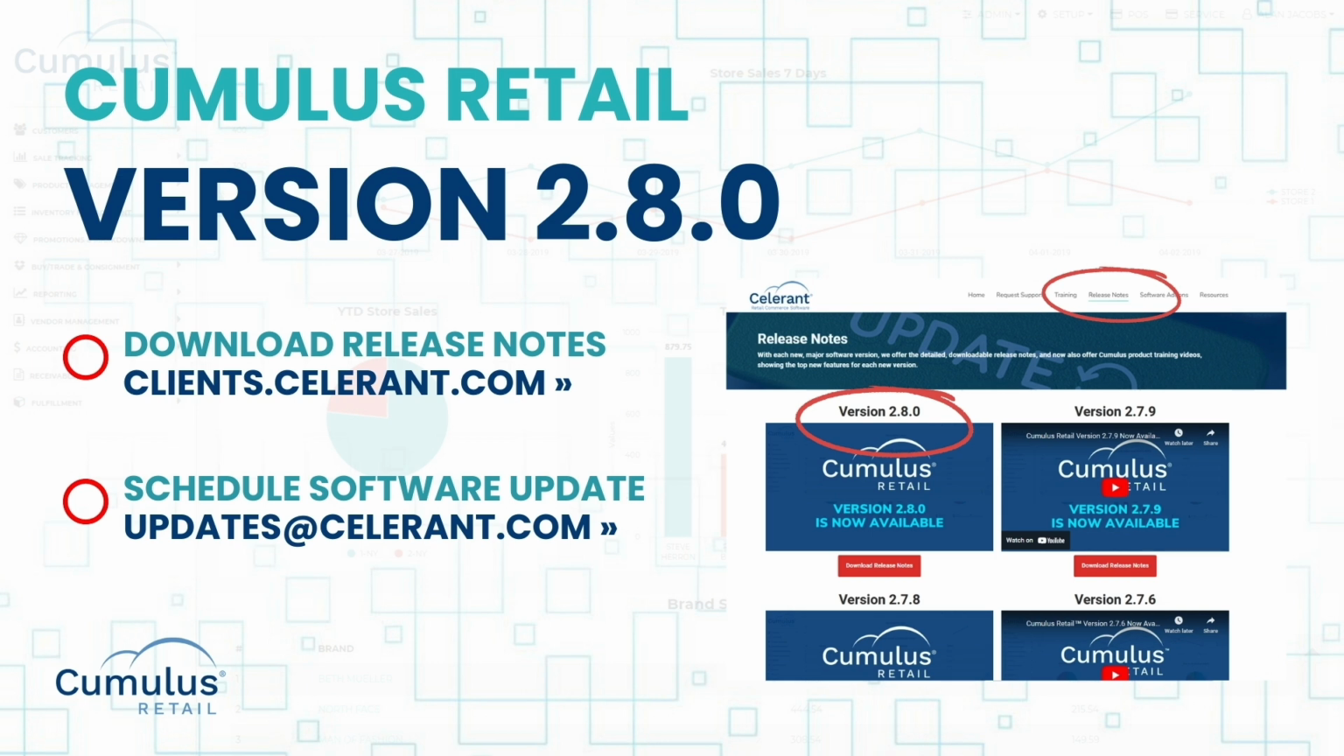These are just some of the new features included in Cumulus Retail 2.8.0. You can download the release notes from the client portal to learn more and schedule your software update by emailing updates@celerant.com.